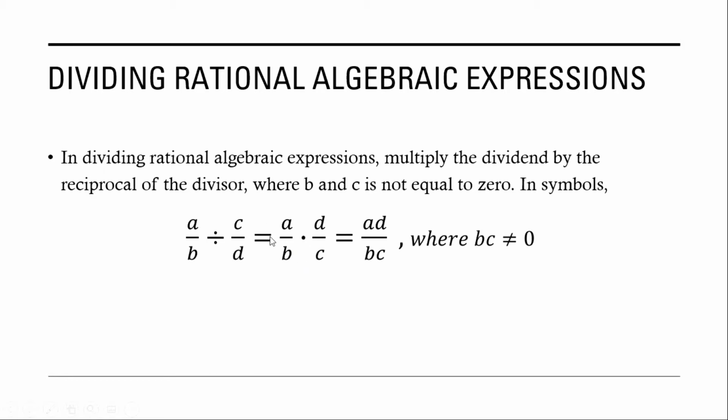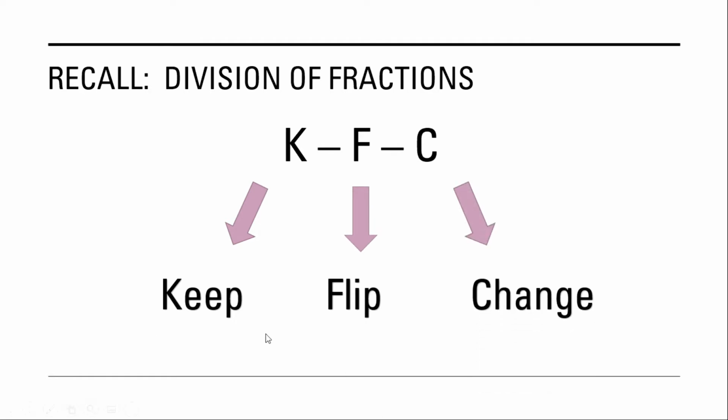We simply have to keep the first fraction or the dividend, flip the second fraction or get the reciprocal of the divisor, and then change the operation from division to multiplication. So that is now the same as a times d over b times c, where the value of b times c should not be equal to 0. To recall, in dividing fractions, we just remember the letters K, F, C: K for keep, F for flip, and C for change. Keep the first fraction, flip the second fraction, and change the operation from division to multiplication.